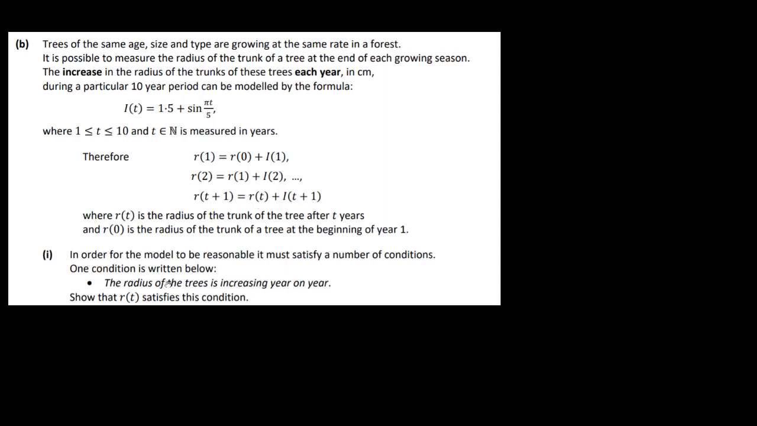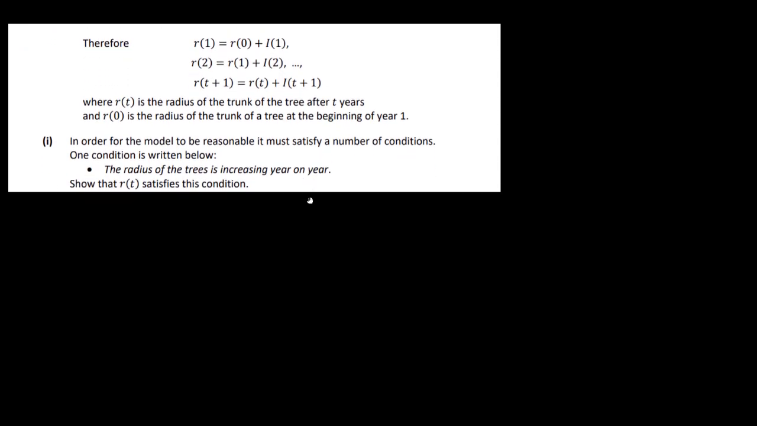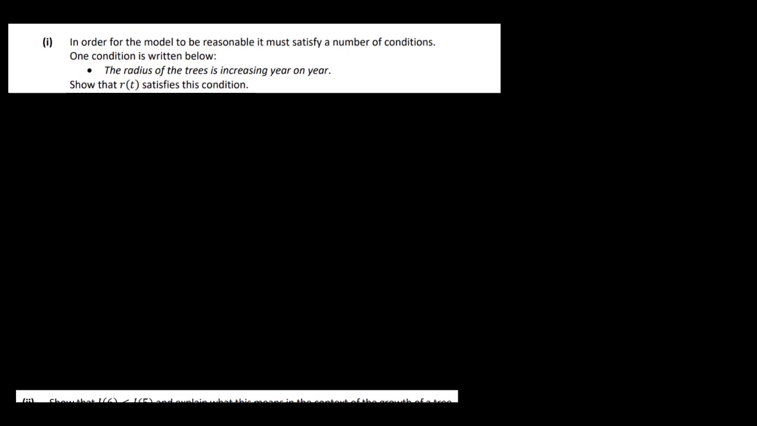First question then, in order for the model to be reasonable, it must satisfy a number of conditions. One condition is written below: the radius of the trees is increasing year by year. So the radius will increase each year. Show that R of t satisfies this condition. So let's have a look at that. If we take our formula, the formula for the increase is I of t is equal to 1.5 plus sine pi t over 5.